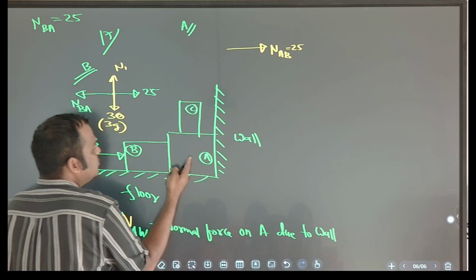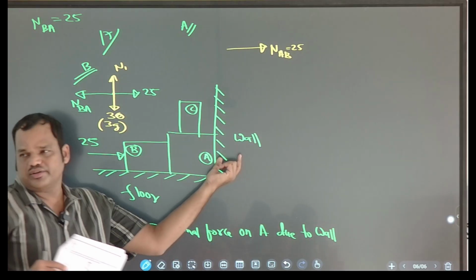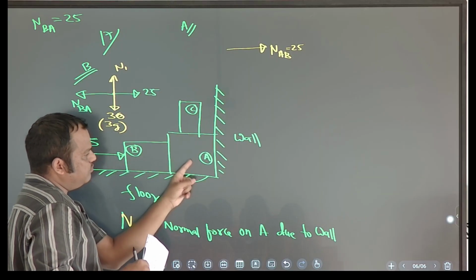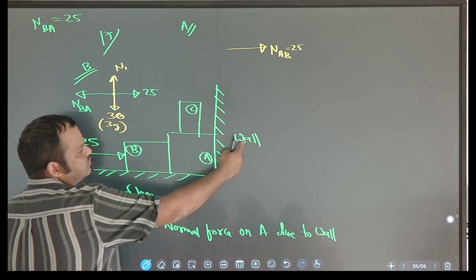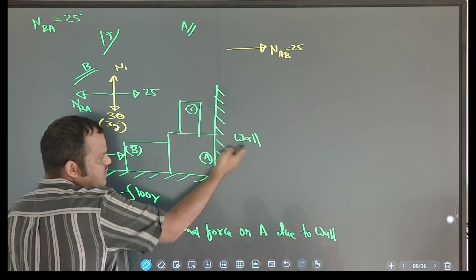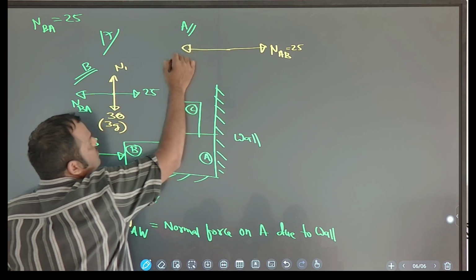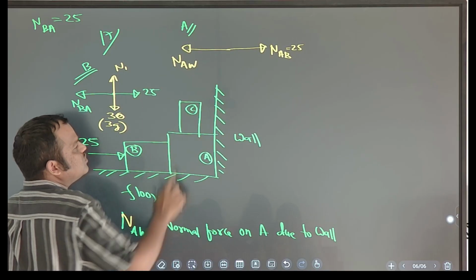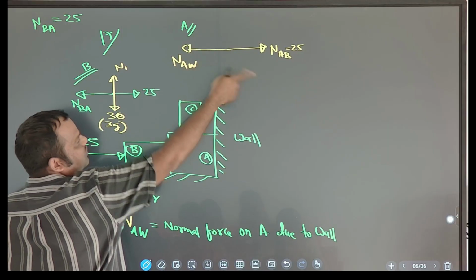The wall will exert normal on A. Why? Because A is going right side, or not? B is pushing A to the right side. But is A moving or not? Not. Who is stopping it? The wall. So the wall is exerting force on A, to the left. So this is the normal on A due to the wall. So what is the value? 25. Both are equal.